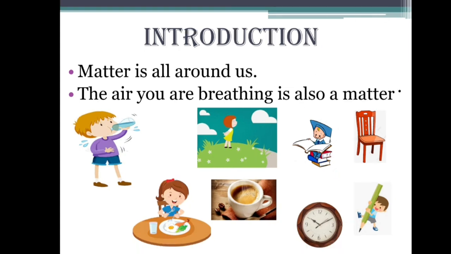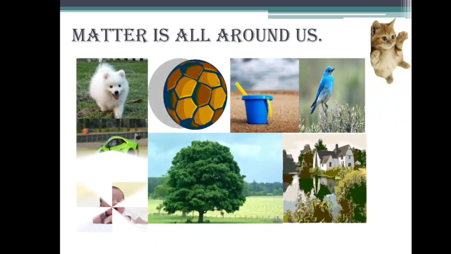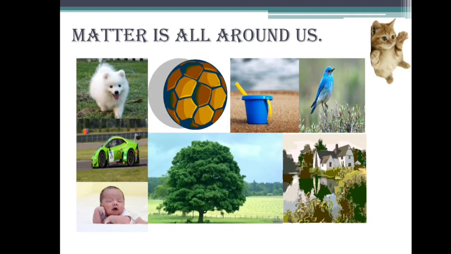What is matter? Matter is all around us. The air you are breathing is also matter. Matter is all around us, whether it may be a living thing or a non-living thing. The pictures that you see here are some examples of matter. The dog, the ball, the bucket, a bird, a car, even a human being are a kind of matter. The tree, a house, all these things are examples of matter.